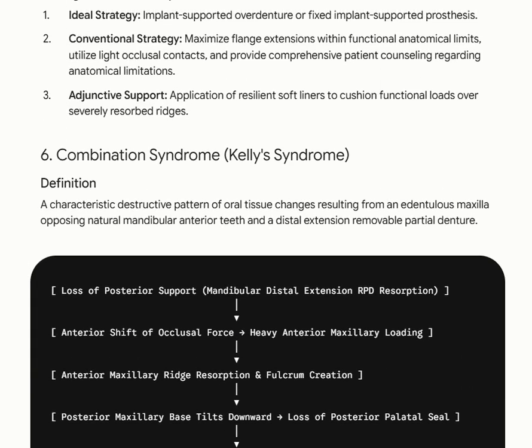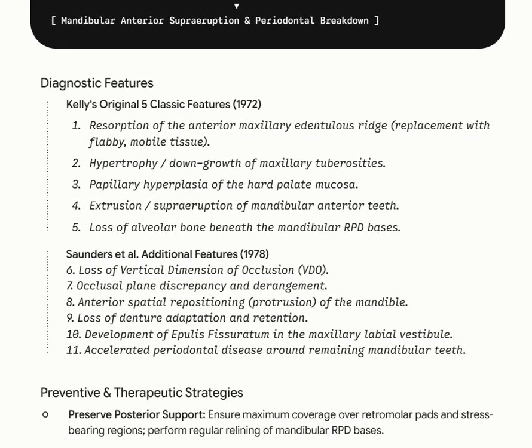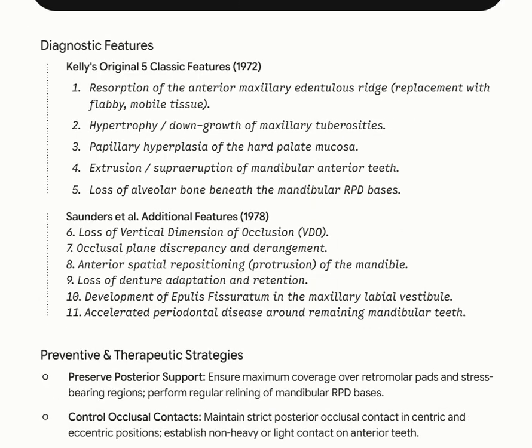6. Combination syndrome, Kelly's syndrome. Definition: a characteristic destructive pattern of oral tissue changes resulting from an edentulous maxilla opposing natural mandibular anterior teeth and a distal extension removable partial denture. Diagnostic features: Kelly's original 5 classic features, 1972: resorption of the anterior maxillary edentulous ridge, replacement with flabby, mobile tissue.